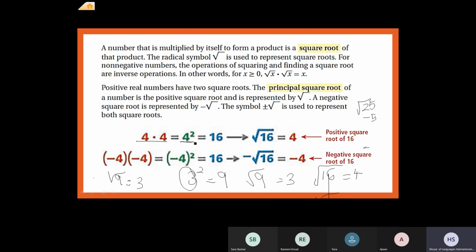4 times 4 is 4 squared. This is 4 to the power 1, times 4 to the power 1. You multiply them, you get 4. You then add 1 plus 1 to be 2. So 4 times 4 is 4 squared. 4 squared. 4 times 4 is 4 squared. Then now, we say it here.